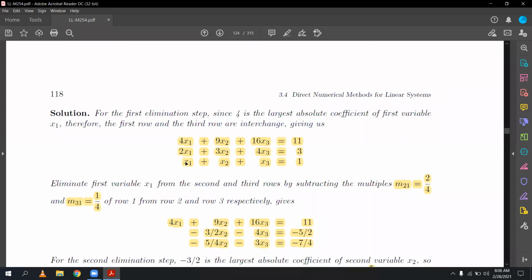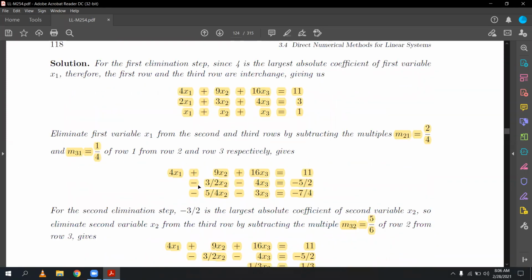But now it's the same way. Make all the elements below the diagonal 0. We have this shape, and then we look again for which one is maximum here. And of course, 3/2 is maximum, then 5/4. This means we have no need to interchange because our diagonal element must be the largest of the rest of the elements in that column.